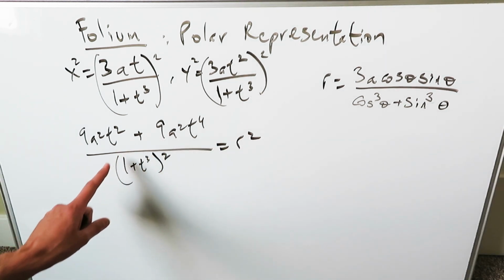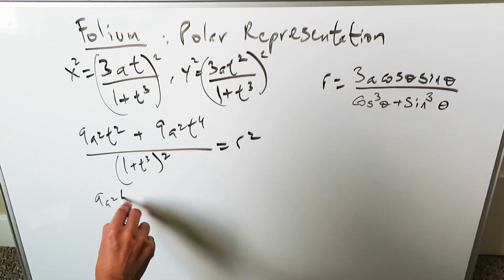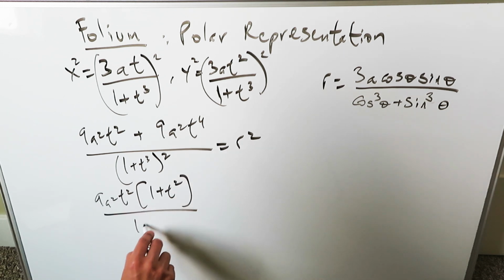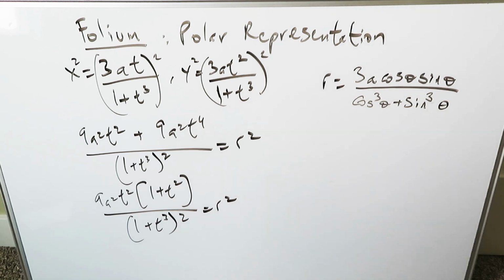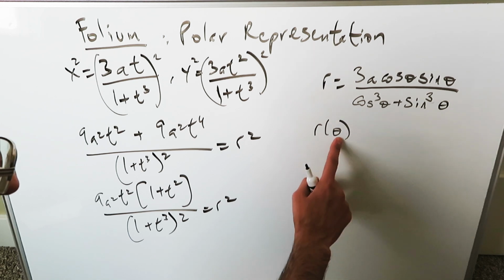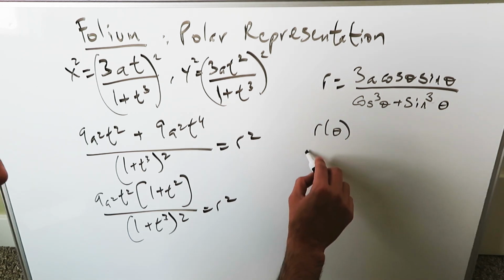Look here in the numerator and isolate your common terms. You have a common term here, 9a squared t squared, times (1 plus t squared) divided by (1 plus t cubed) whole squared is equal to r squared. Now, how do we get rid of this parameter and bring everything into the polar representation in regards to theta? Well, I already clued you in with regards to how to do it.